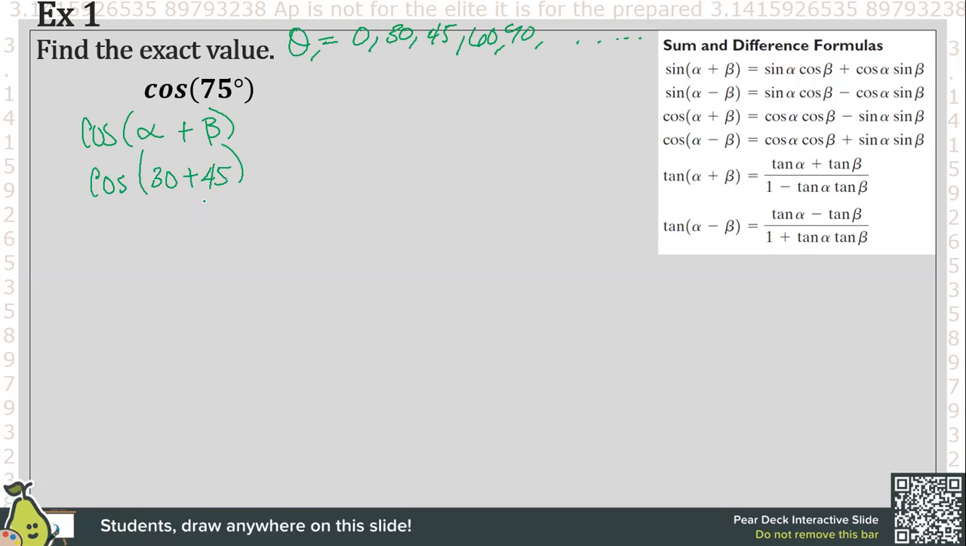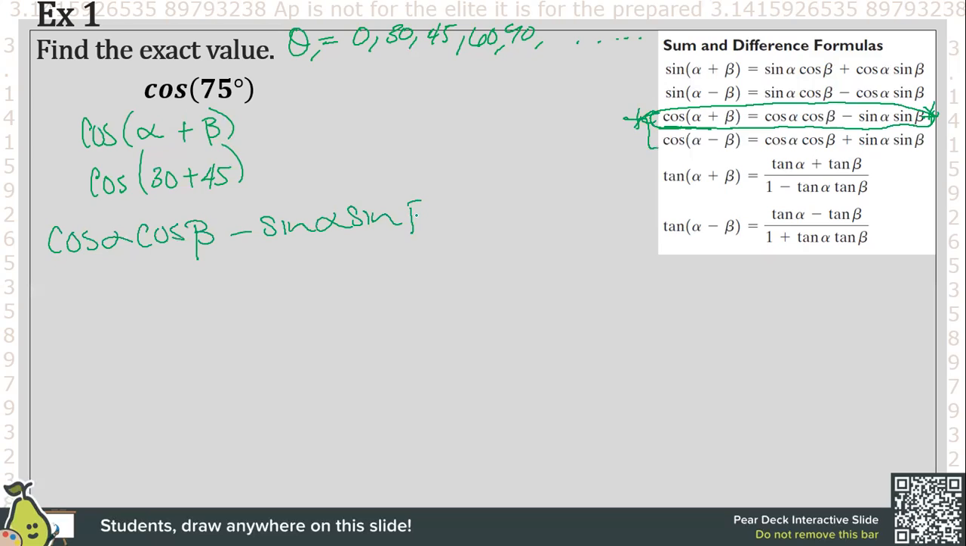So therefore, I'm going to go ahead and look at my cosines, which are these two formulas, and they're being added. So I'm going to go ahead and choose the one right here. This is going to tell me what I need to do. So ideally, this is saying, hey, cosine alpha cosine beta minus sine alpha sine beta.